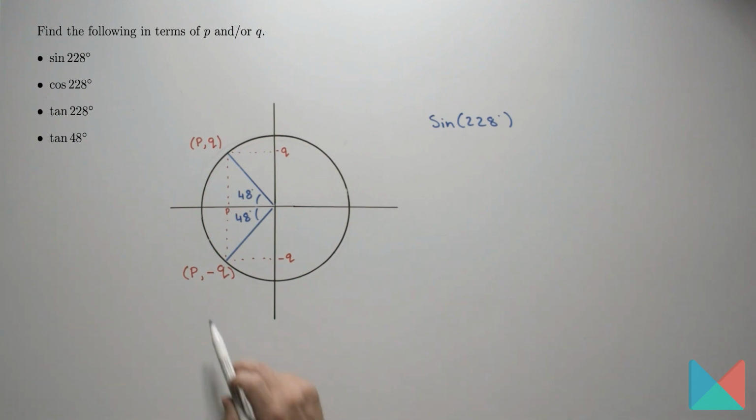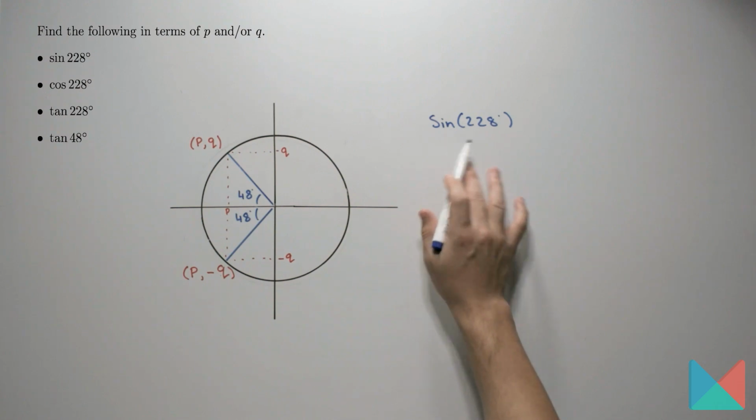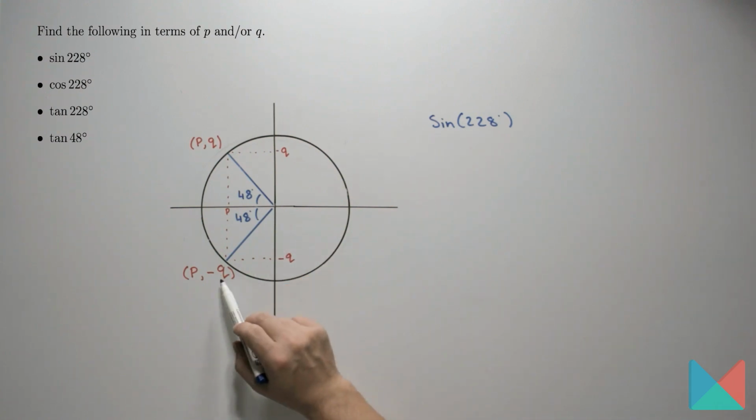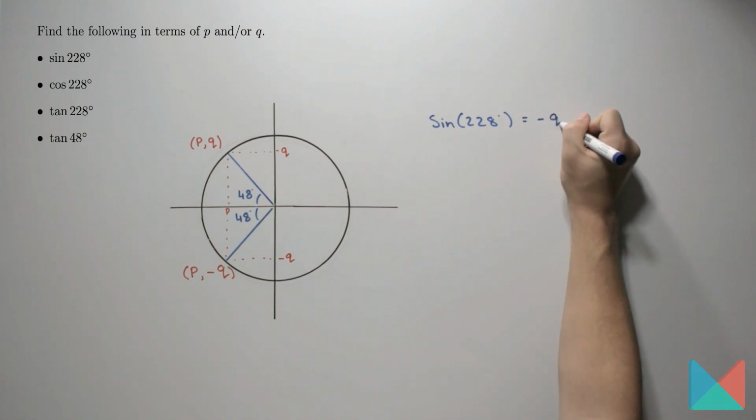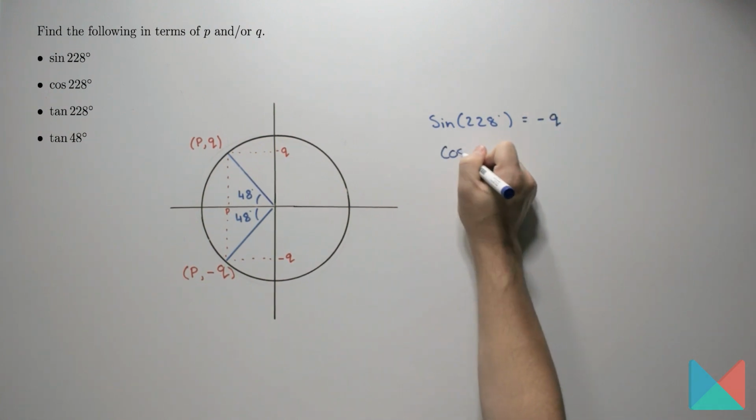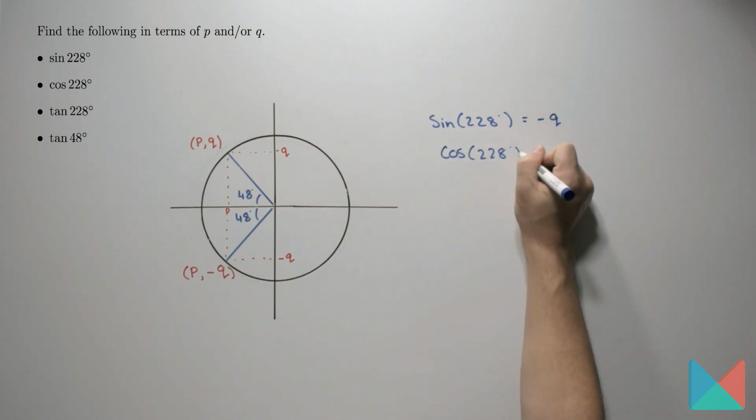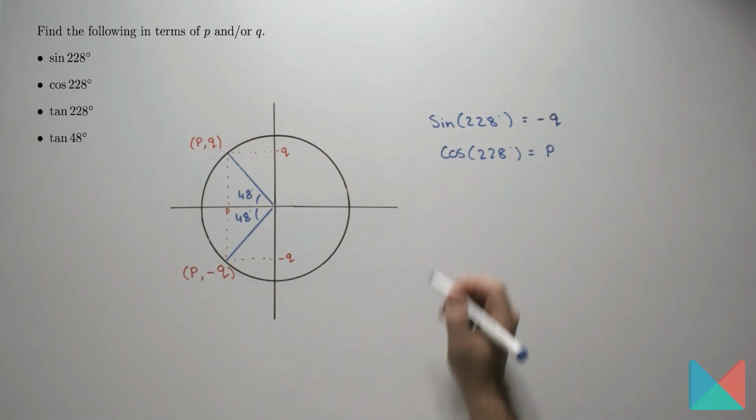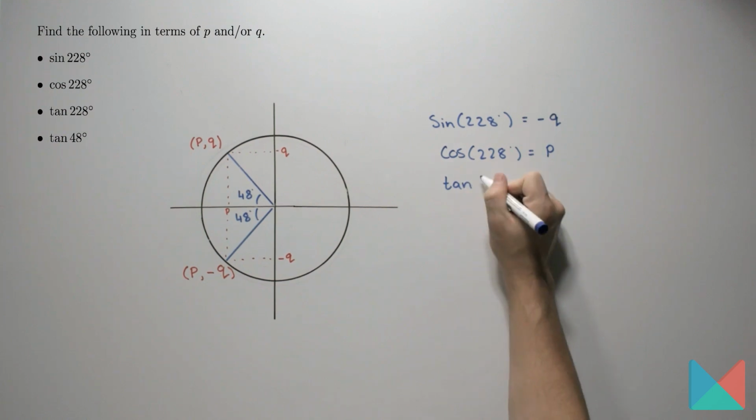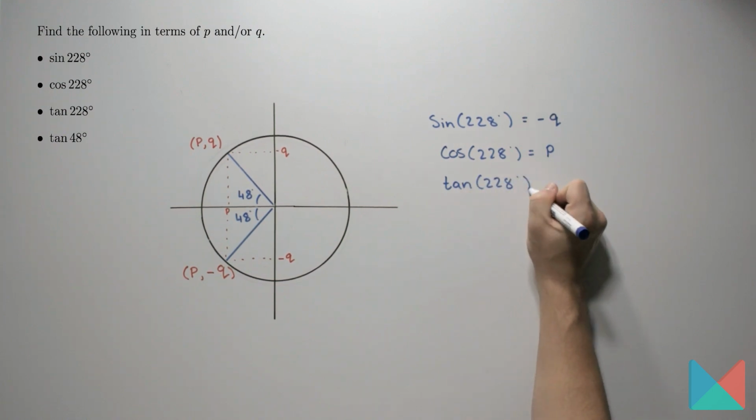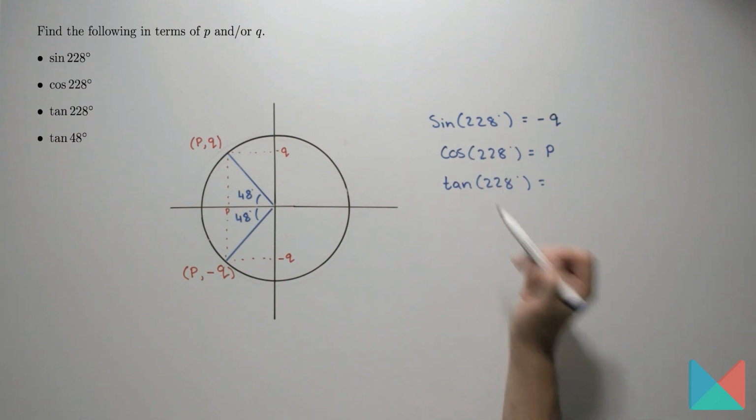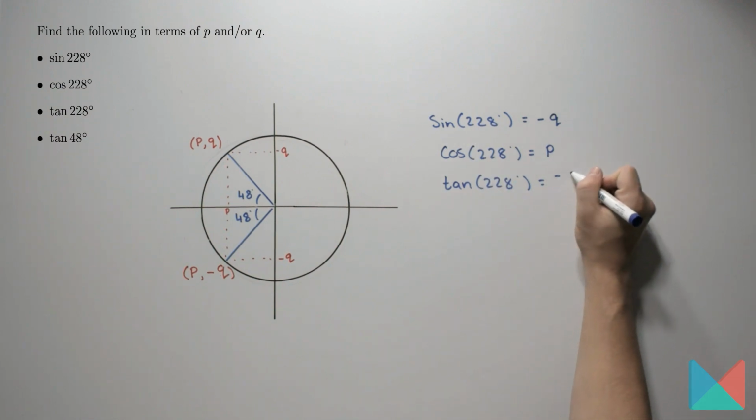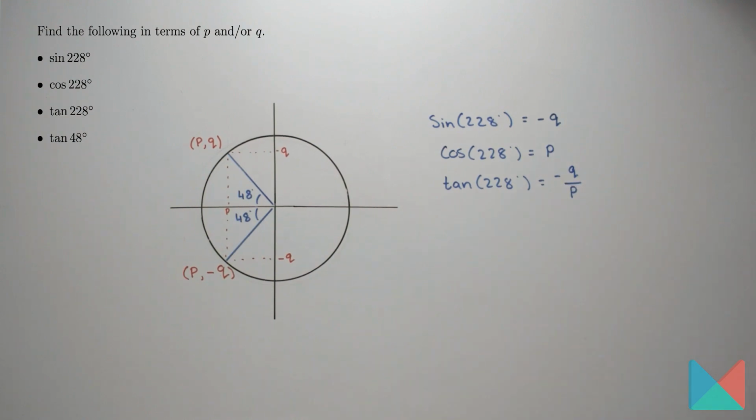Now that we have successfully found our coordinates at our angle of 228 degrees, we can use our simple understanding of the unit circle to answer the question. Because we're trying to find sine of 228 degrees, this will just be the y component, which is going to equal negative Q. Similarly, if we want to find cos of 228 degrees, this is going to be the x component, which is P. And finally, tan of 228 degrees will be sine of 228 divided by cosine of 228, which is going to be negative Q divided by P.